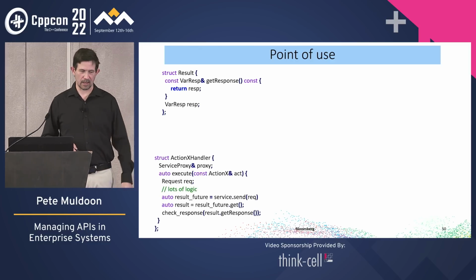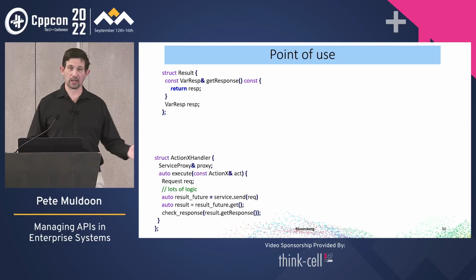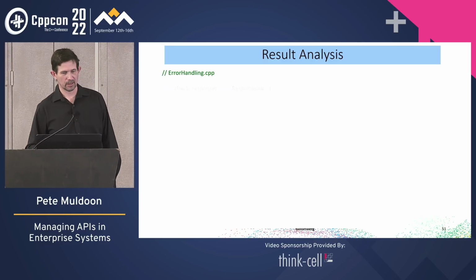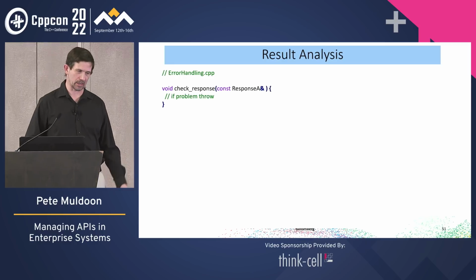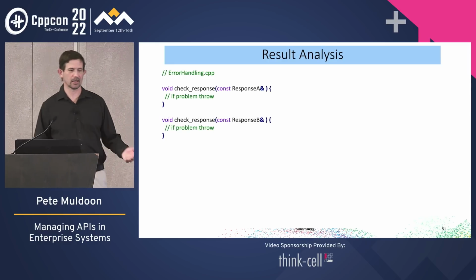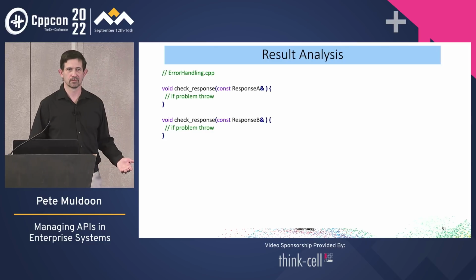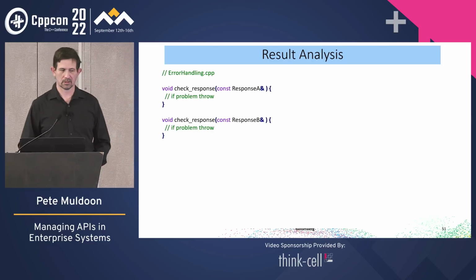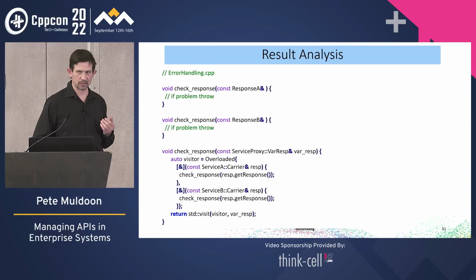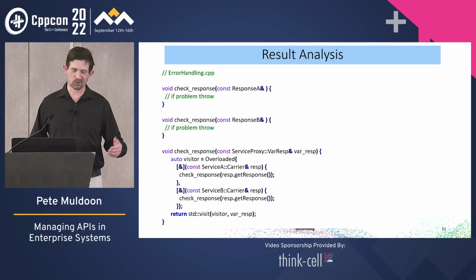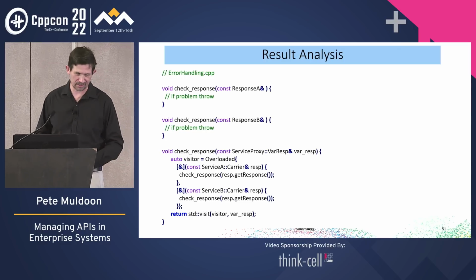All right, so here's the handler now. And this will actually compile. What about result analysis? So if you remember, I had check response for response A. I wrote my new check response for response B. How am I going to handle the proxy response, which is a variant of either of these two? Just like this is how we did it. Again, the overload with the variadic thing.